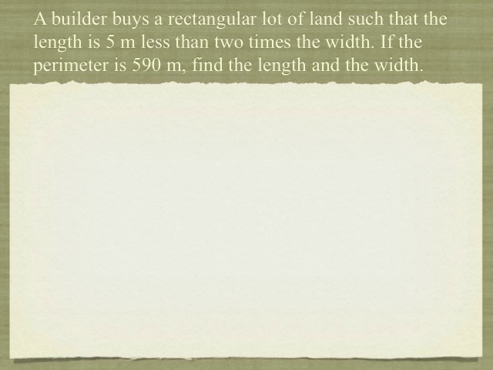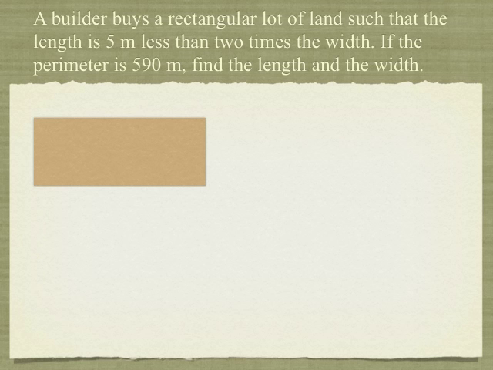Okay, let's say a builder buys a rectangular lot of land such that the length is 5 meters less than 2 times the width. If the perimeter is 590, find the length and the width. So the first thing to do is make a key. Since it's geometry, for my key I'm probably just going to draw a picture. So here's my plot of land.